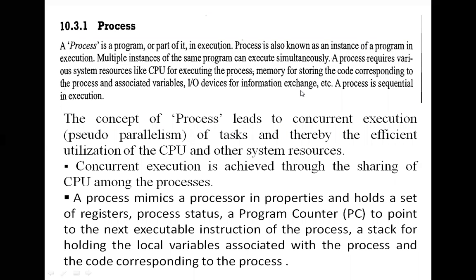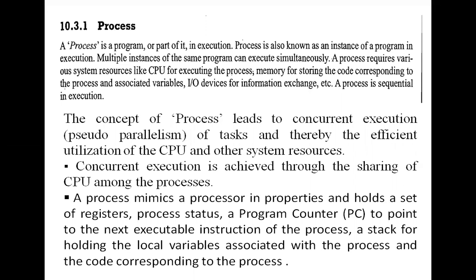Morning, dear students. In this video lecture, we will discuss the topic process and process states.